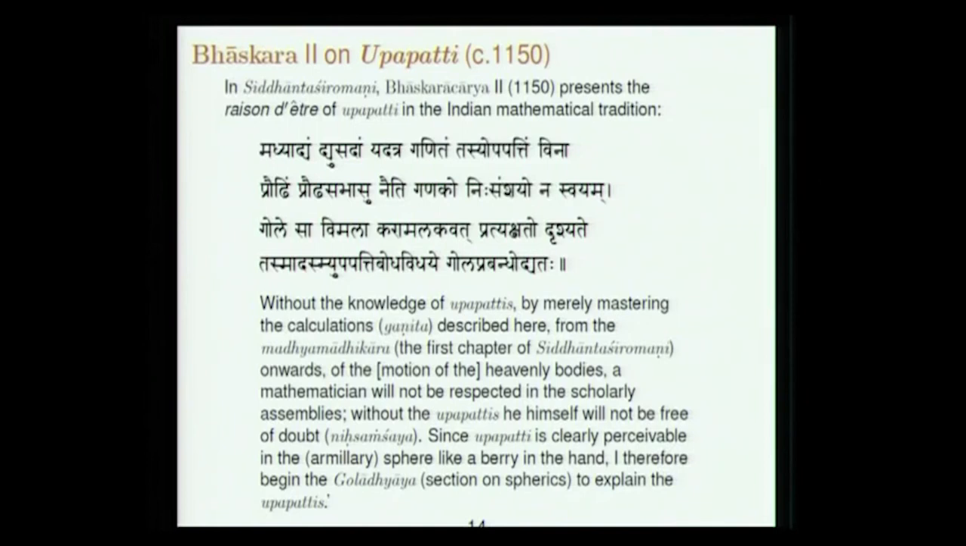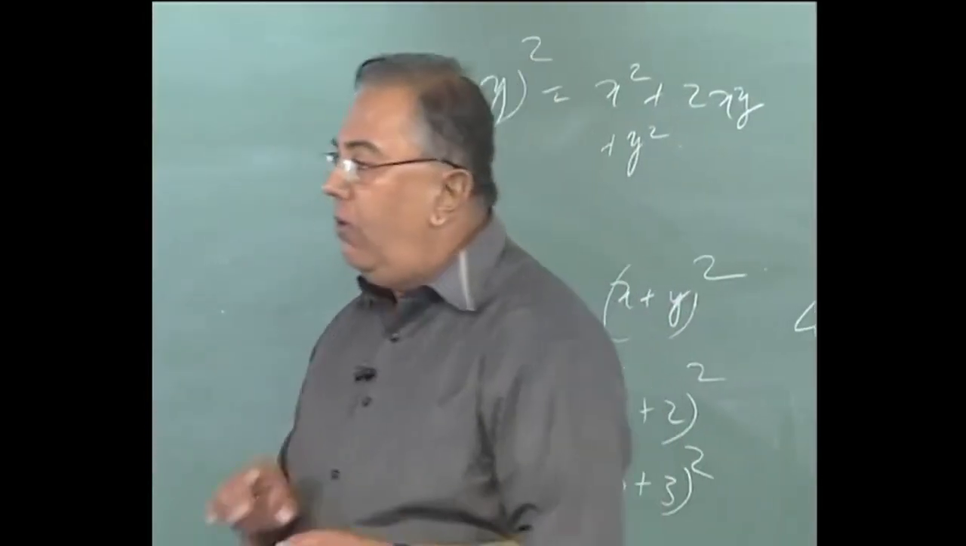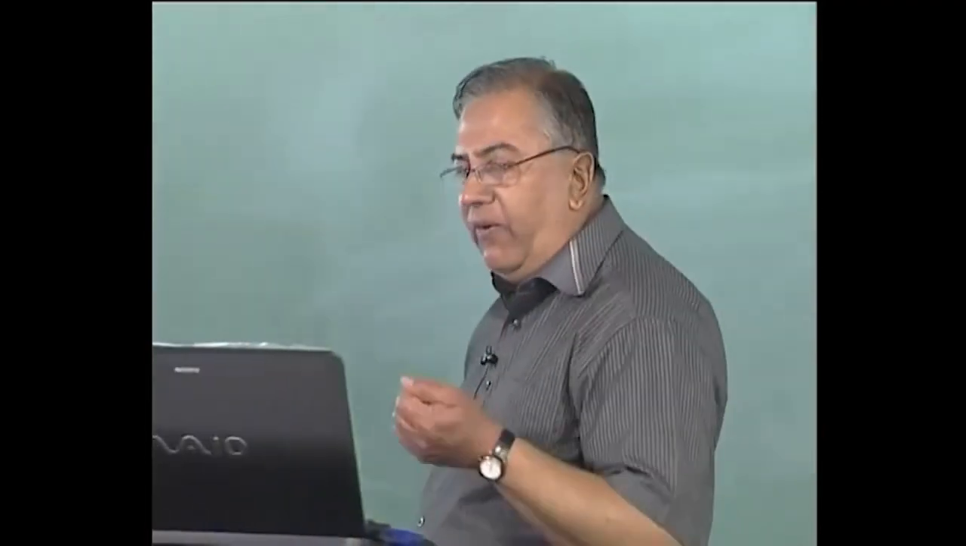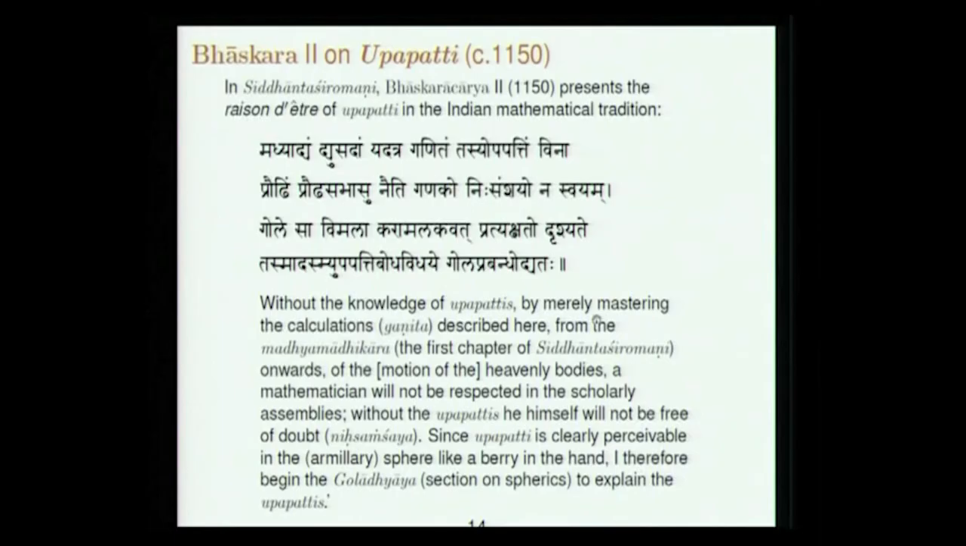So, the fact that the mathematical results need to be demonstrated is fairly clear in the commentaries. Now, the book that gives a set of demonstrations, how does it view what these demonstrations are supposed to do? In Siddhanta Shiromani, in the Gola Adhyaya, while beginning, Bhaskara tells us what upapattis are. Yukti and upapatti are the two words used for proofs in Indian mathematics. So, what are these upapattis supposed to do?